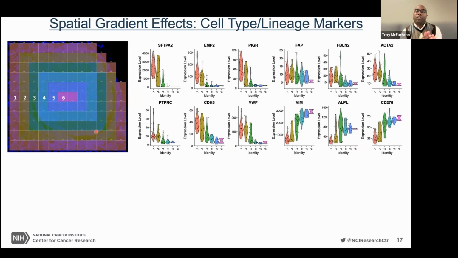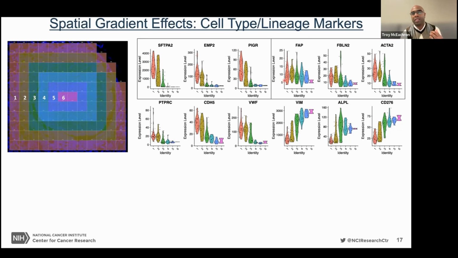So when we look at certain lineage cell type markers, we can see this gradient effect in real life. So these boxes, SFTPA2, EMP, PIGR, these are associated with lung epithelium, and we can see that they're more highly expressed in the outside versus the inside. When we look at fibroblasts, we can see a slight gradient effect.